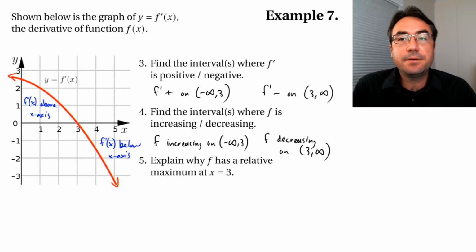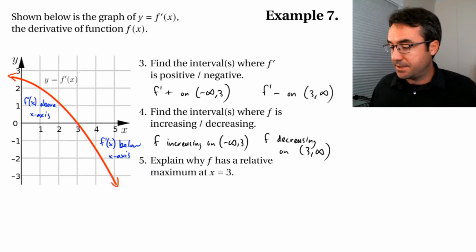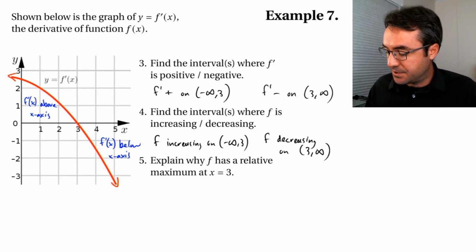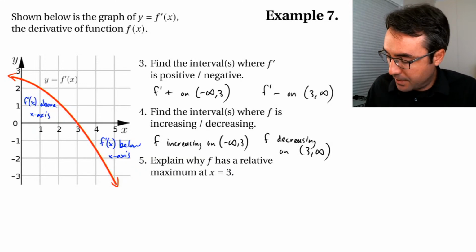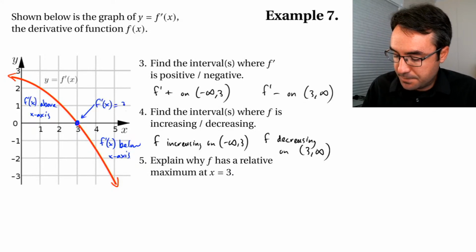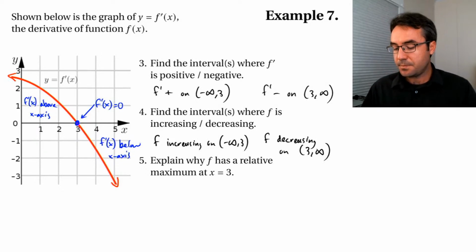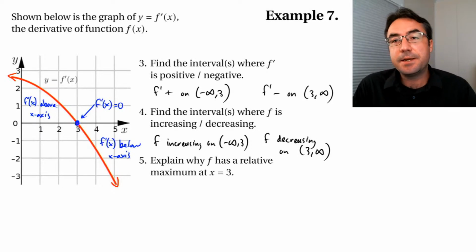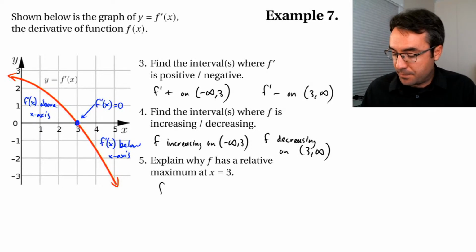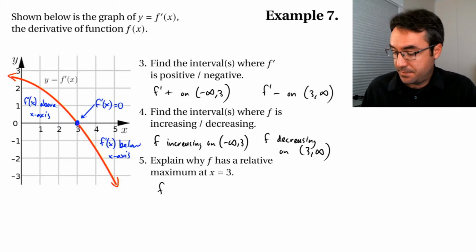And so what we've seen is that our graph of f must be increasing on the left, decreasing on the right. We also notice that f prime is equal to 0 directly at x equals 3. And so what we're seeing is that f is switching from increasing to decreasing.